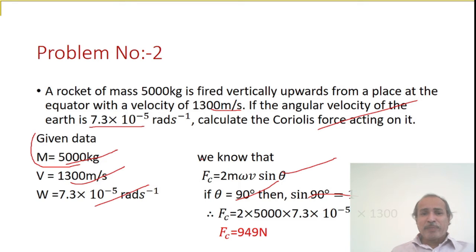Now substitute. In the above formula, Fc equals 2 times M, which is 5000, times omega, which is 7.3 into 10 to the power of minus 5, times V, which is 1300. Now simplify, and ultimately we get 949. What is the unit? The unit is nothing but Newton. Newton is the unit of Coriolis force. So in this way we can solve the problem.